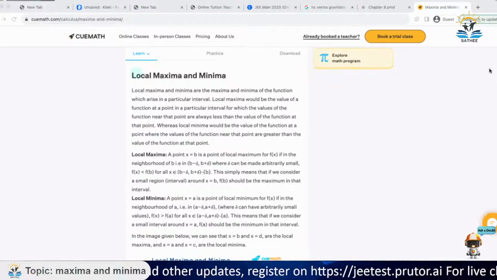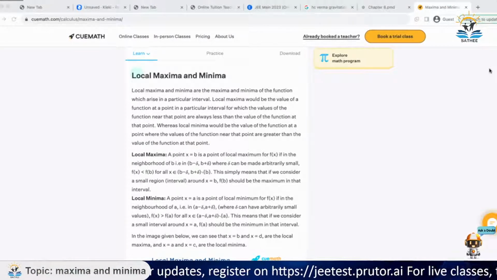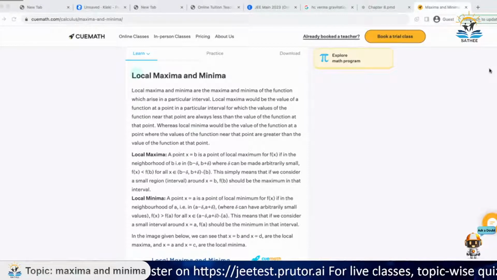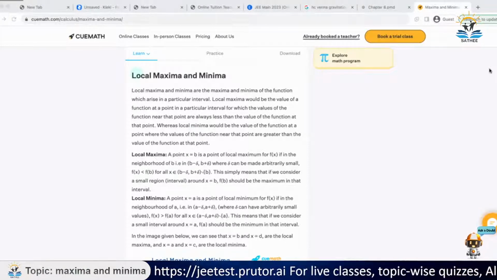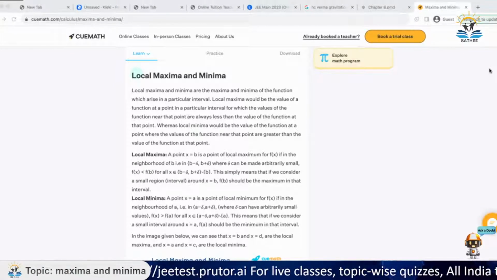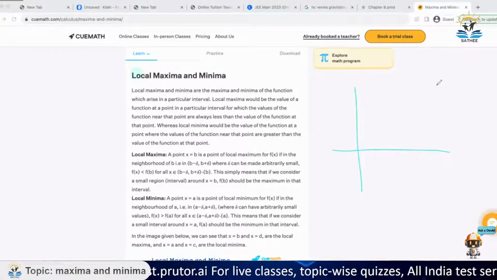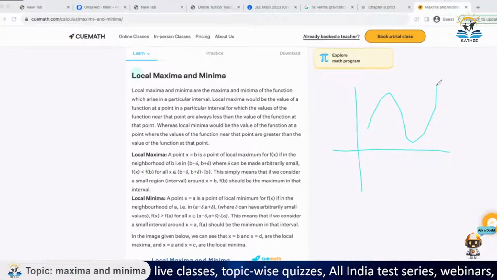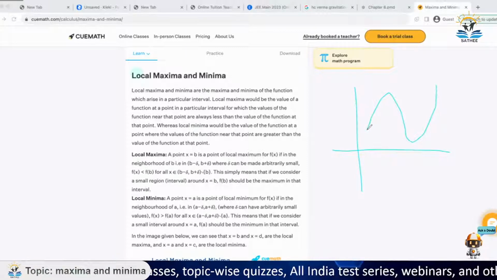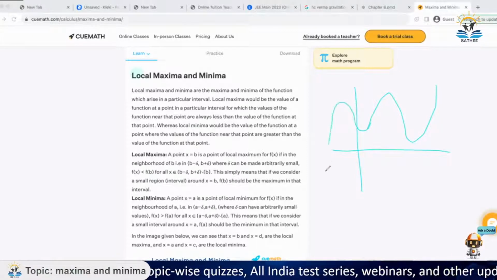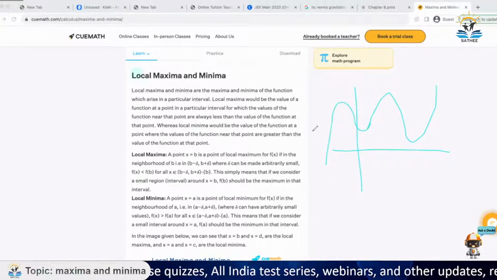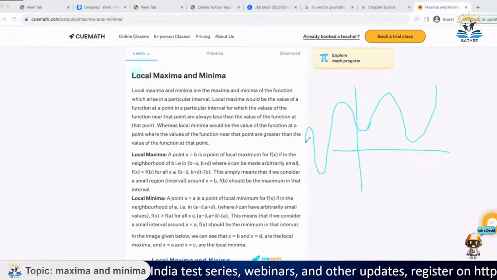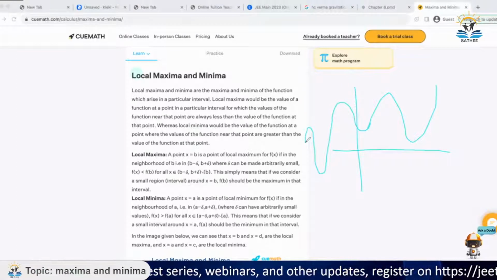Hello everyone. In this session, we will be learning about local maxima and local minima. First of all, let us assume we have this graph. This is a very basic graph. Let me extend this graph. Okay, fine. So, what is a local maxima and a local minima?